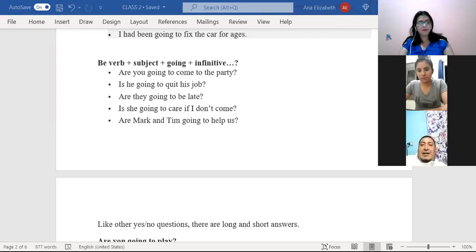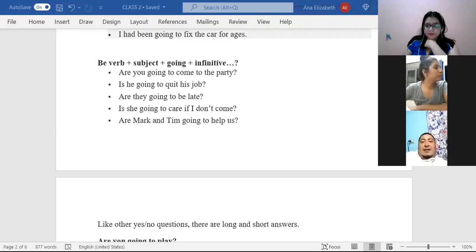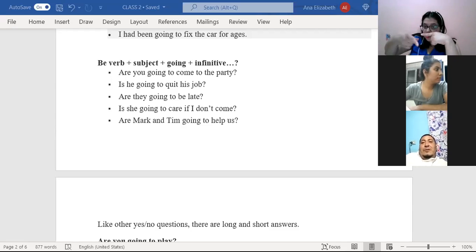I am going to... Go, que sería de ir. Es el verbo que yo necesito. I am going to... Go. Beach. I am going tomorrow. To go to the beach tomorrow. Otra vez. I am going to... Go. Go. To the beach tomorrow. Excellent.